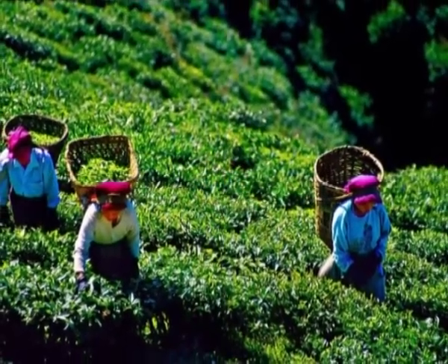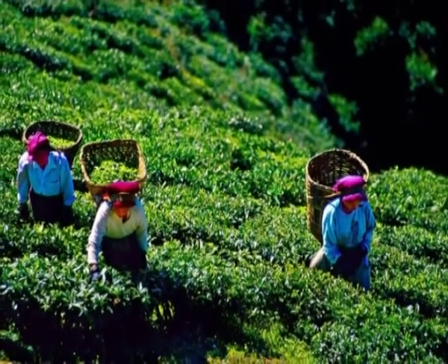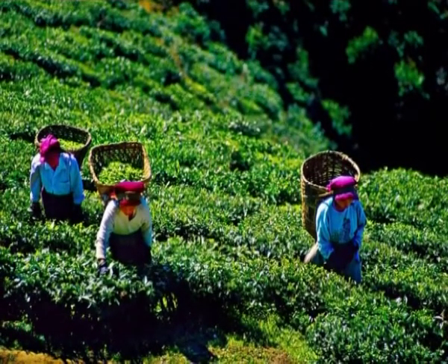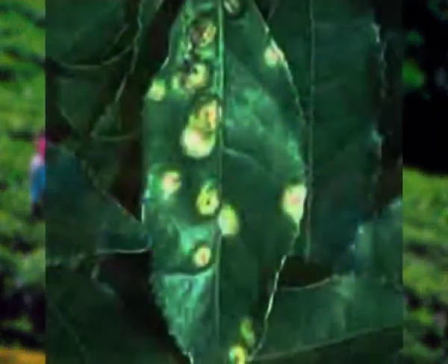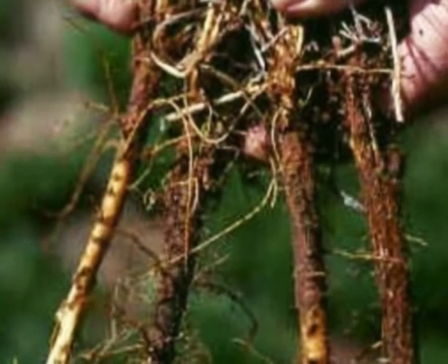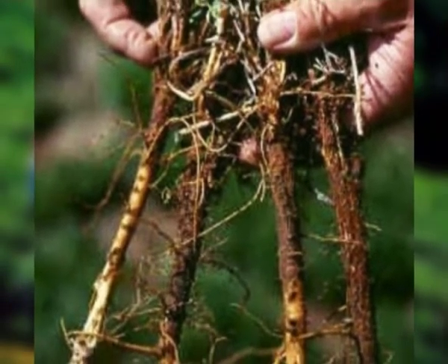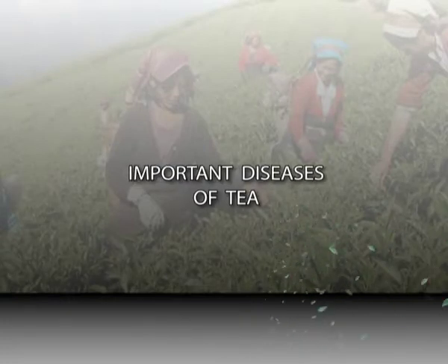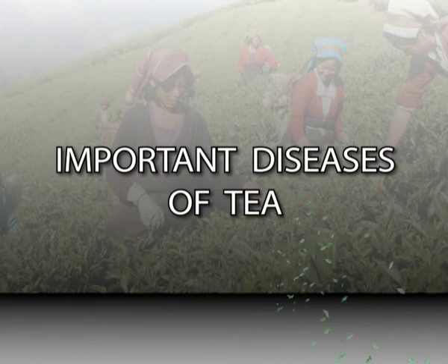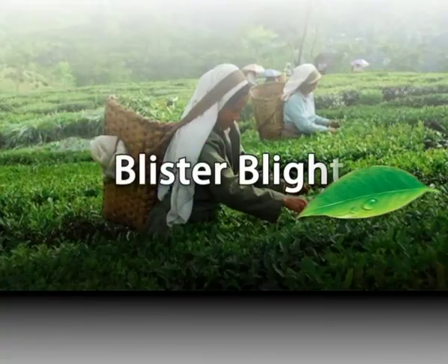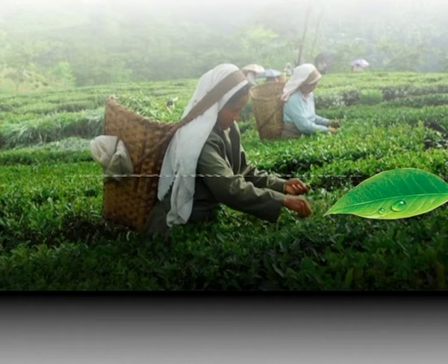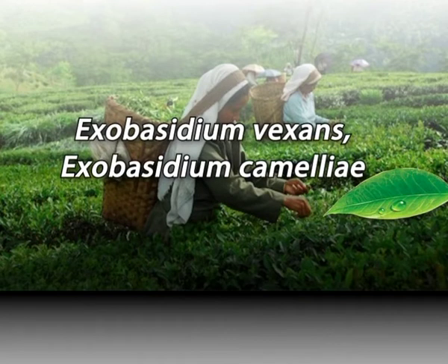Since the leaves are the harvest product in tea, leaf diseases play an important role. The most important disease is the blister blight found in Asia, followed by the worldwide present root diseases. Now we will discuss some of the important diseases of tea. First one is the blister blight. It is caused by Exobasidium vaccinii, Exobasidium camelliae.